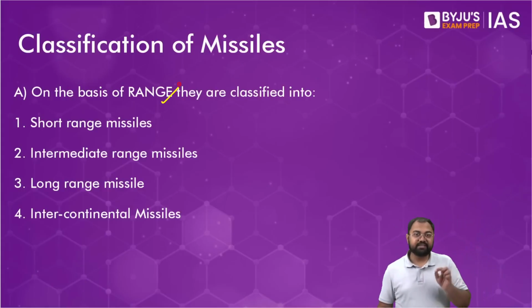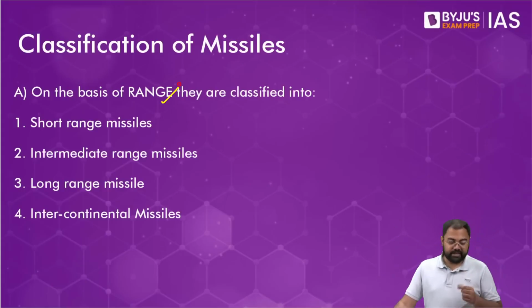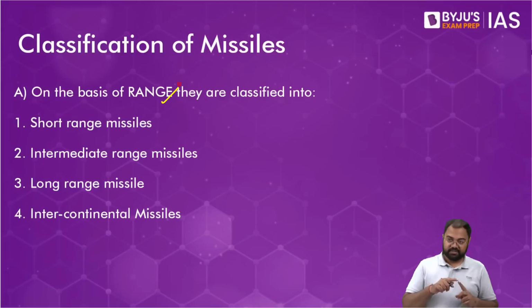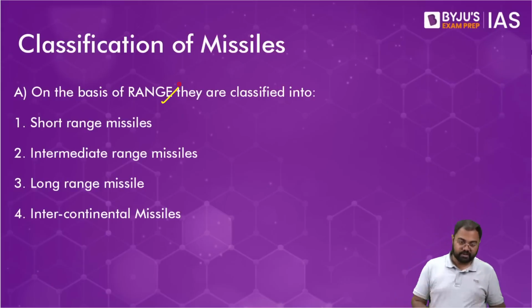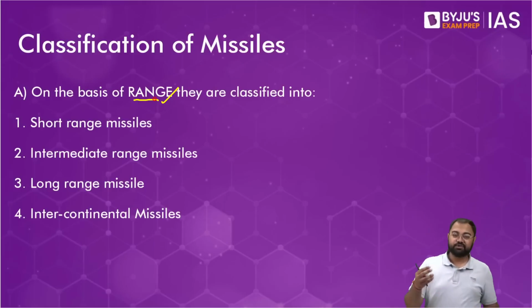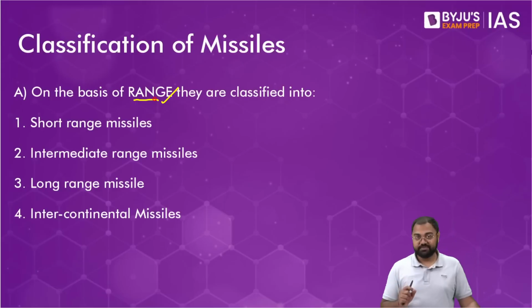Now, on the basis of the range, we have short range missiles, intermediate range missiles, long range missiles, and intercontinental missiles. Now, this is based on the distance that they are going to cover. That's why it's based on the range. So if it is just going to travel, let's say 50 kilometers or 100 kilometers, then we say that these are short range missiles.